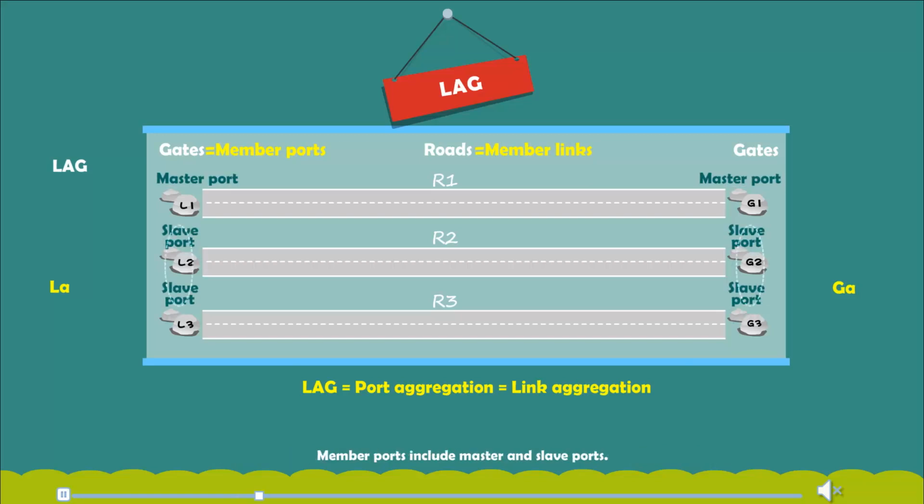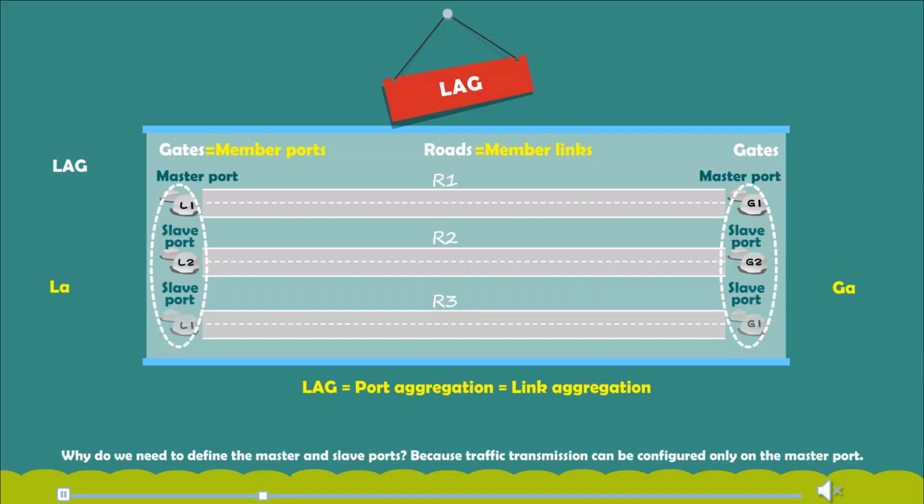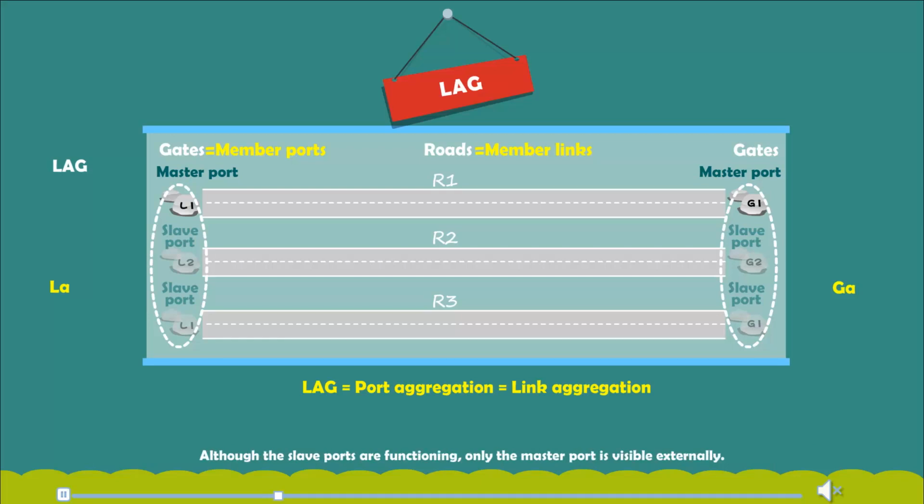Member ports include master and slave ports. Why do we need to define the master and slave ports? Because traffic transmission can be configured only on the master port, although the slave ports are functioning. Only the master port is visible externally.